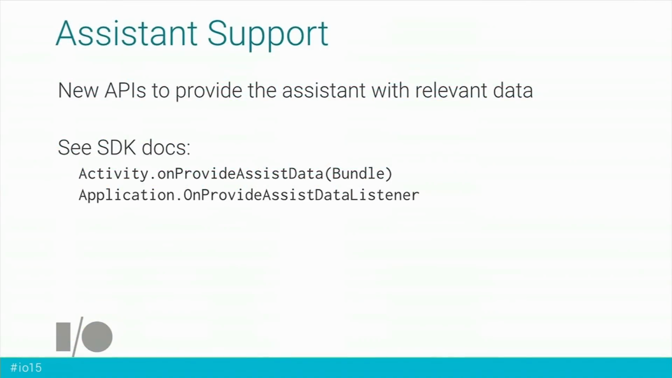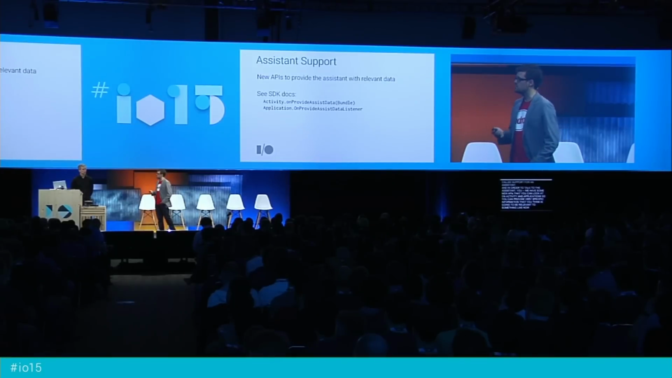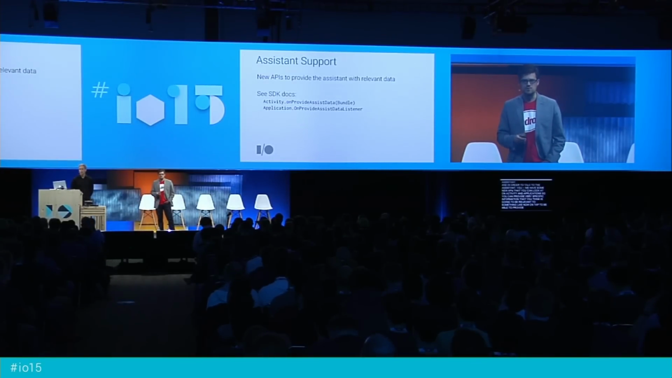Let's talk about what we saw in the keynote as Now on Tap. In the APIs, you'll see this is called support for an assistant. And in order to talk to the assistant, we have some new APIs that you can look at on activity and applications, so you can provide very specific information that you think is going to be relevant to something like Now on Tap to be able to provide just-in-time help for the user. And so what you're going to want to do is see the SDK docs as part of the M preview release to figure out how to use those and integrate those into your app to provide the best data.